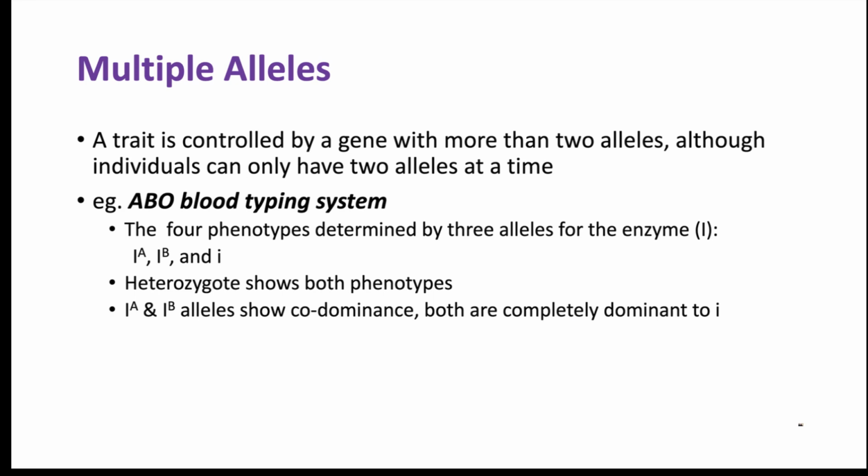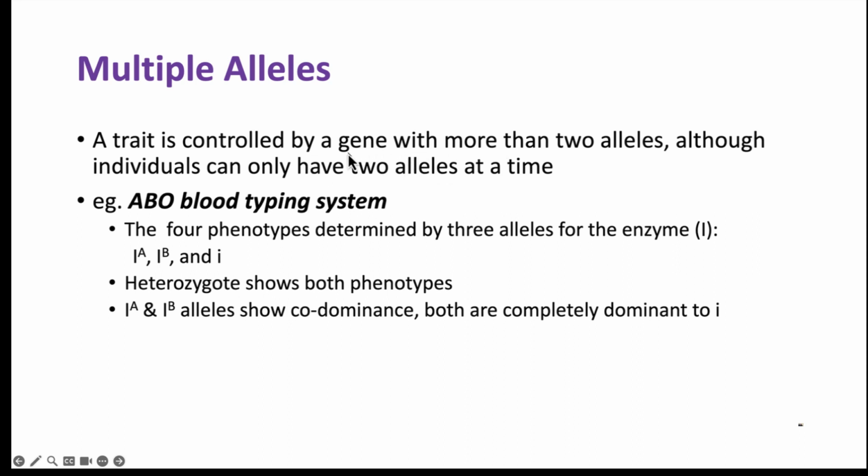Now we have multiple alleles. So the ones we've looked at so far, there's only 2 alleles. But in some cases, there's actually more than 2. And a classic example of this is blood type. As you probably know, we've got A-type blood, we've got B-type blood, we've got AB blood, and we've got O blood. So let's have a look at how that works. It's controlled by more than 2 alleles.